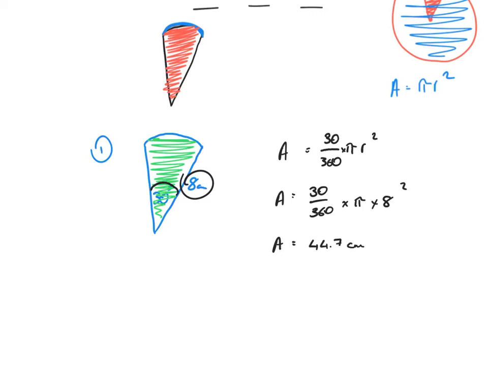Let's just be careful here. We're looking for an area. That's what we're calculating, so we need to square those units. So it's actually 44.7 square centimetres.